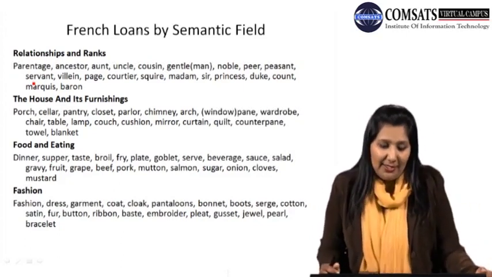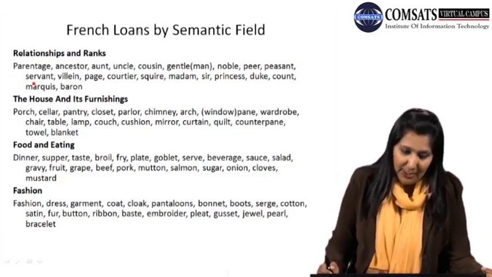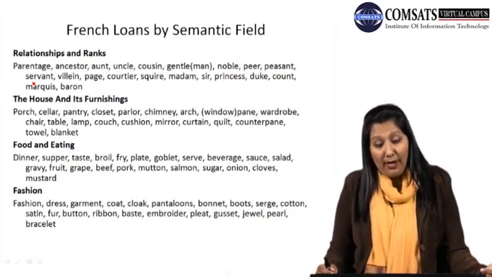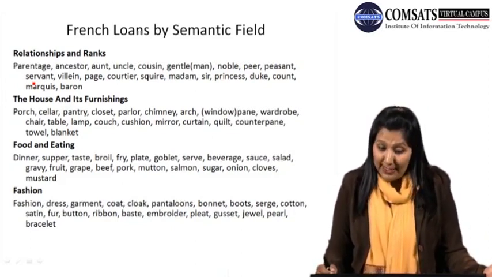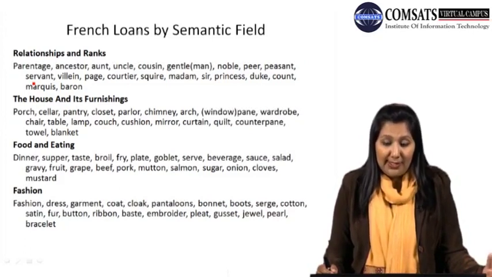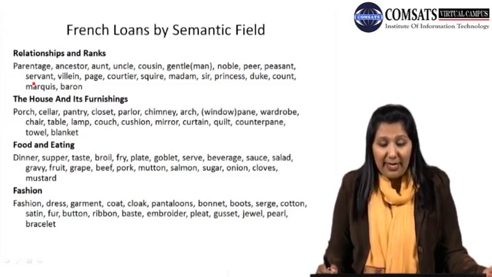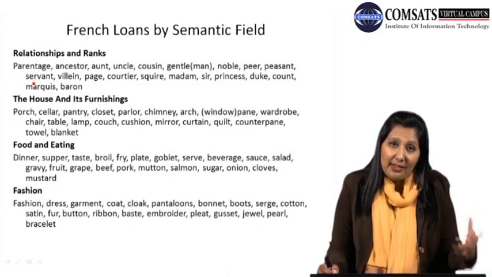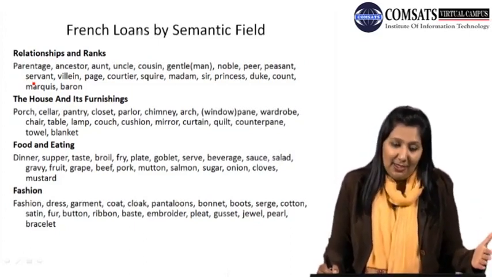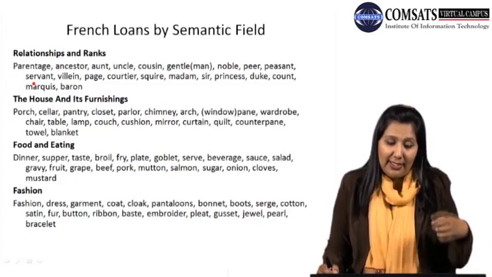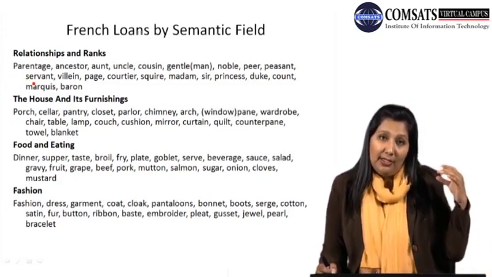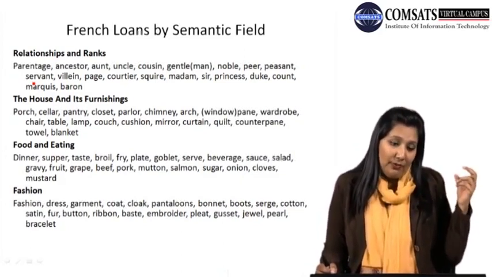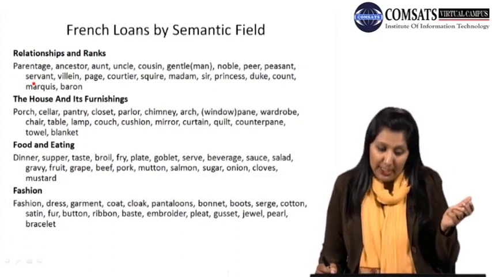Let's see how it has affected food and eating. Within food and eating, we have dinner, supper, taste, broil, fry, plate, goblet, serve, beverage, sauce, salad, gravy, fruit, crepe, beef, pork, mutton, salmon, sugar, onion, cloves, mustard. Everything, it seems, is coming from French. We are getting the same meanings. We are looking at just a little variation of the meanings, and we see what a range of vocabulary items are available in the French language.